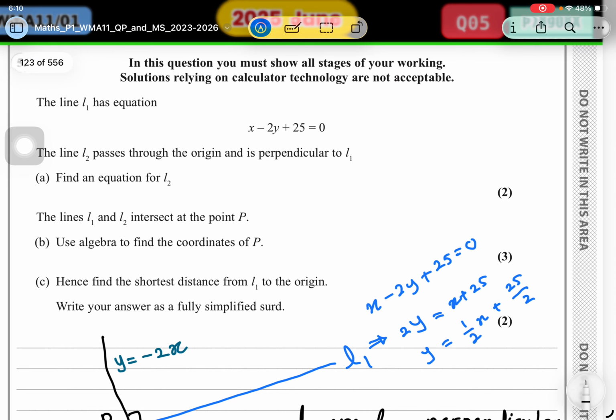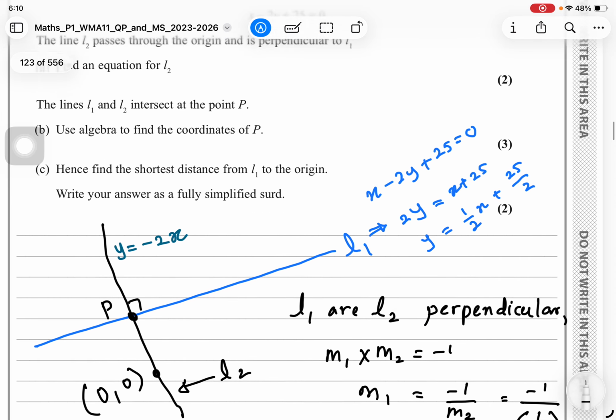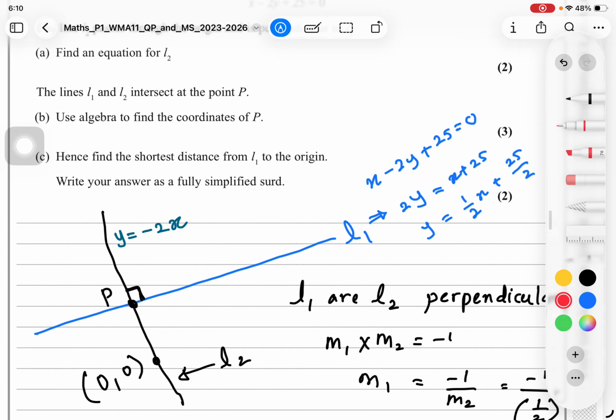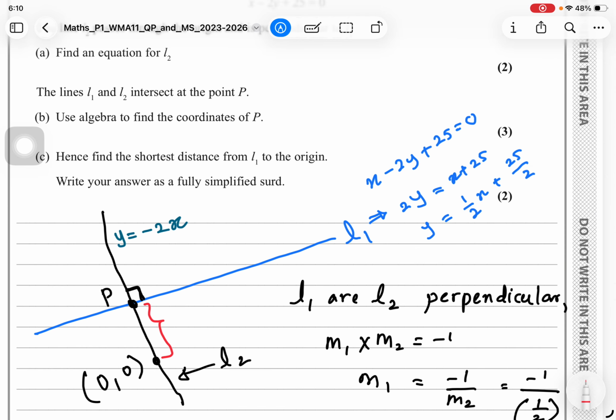Then let's see question number C. Hence find the shortest distance between L1 and the origin. Since they are already perpendicular, we know the shortest distance would be this much. This is the shortest distance where we know the perpendicular point as well, which is -5, 10. If I mark the origin as O, this will be the OP distance.